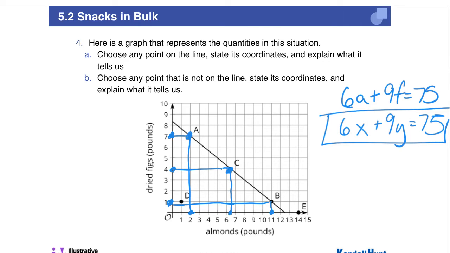D, on the other hand, is not on the line. So that's telling you that if you buy 1 pound of almonds and 1 pound of figs, it is not going to add up to $75 because it is not on that line.